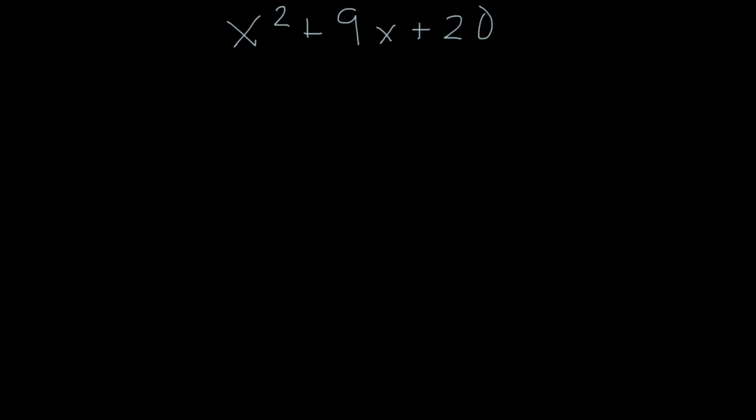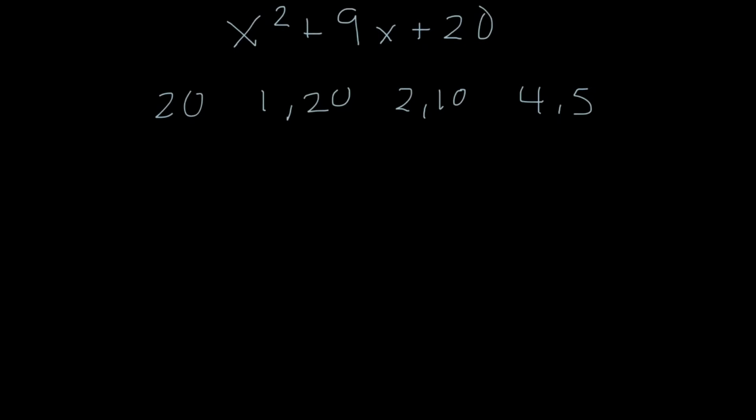Hello ladies and gentlemen, today we're going to learn how to find the expression of this equation in factored form. So our equation is x squared plus 9x plus 20. The first thing we're going to want to do is find the factors of 20. So our factors are going to be 1 and 20, 2 and 10, and 4 and 5.